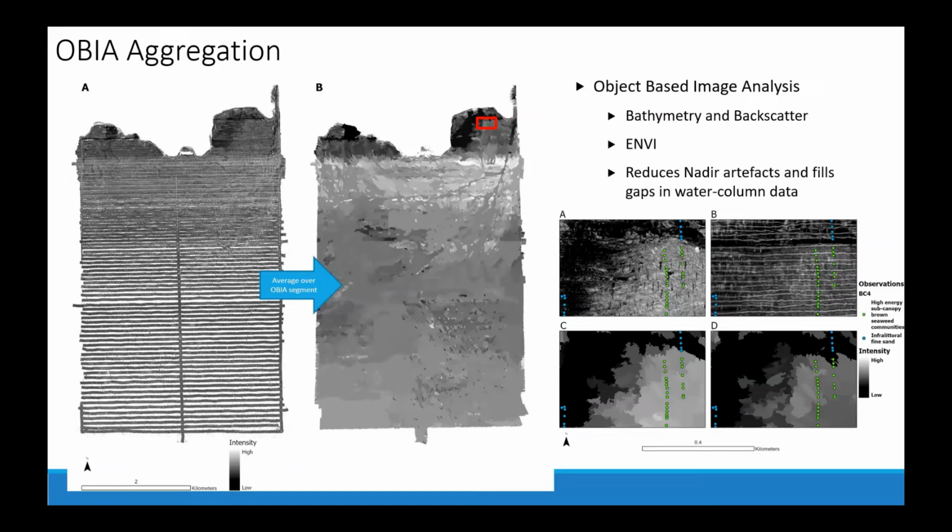Here's a zoomed in image. In the bottom right, you can see the left-hand side represents the backscatter, the raw data on the top, the object-based image analysis on the bottom, and then the right-hand side is the water column before and after. And the ground truthing there on the sides just represents, the green represents high energy subcanopy brown seaweeds, and the blue infralittoral fine sand.